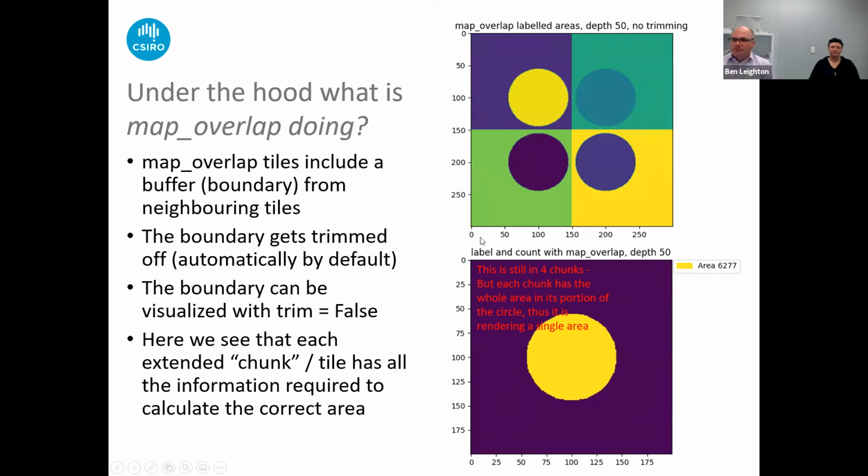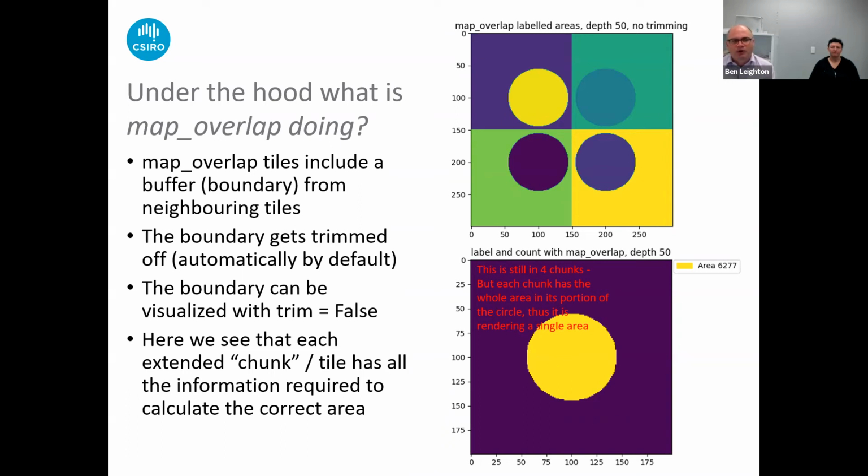So under the hood, what's map overlap actually doing? Map overlap tiles, just like map blocks does, but it includes a buffer or boundary from neighbouring tiles. Then later the boundary will get automatically trimmed off. So effectively, map overlap can help remove edge effects when doing various kinds of processing, including this kind of processing.